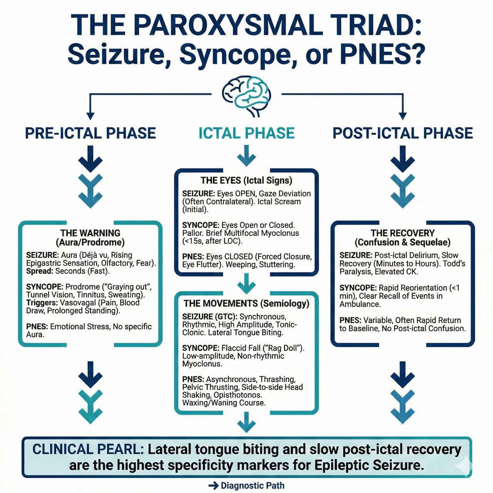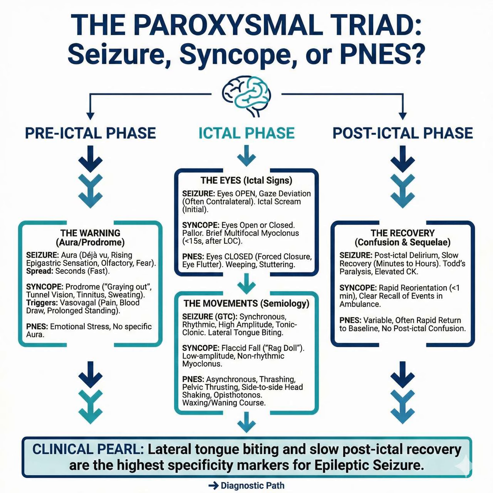Next, look at the movements. Seizure movements are synchronous and rhythmic. PNES often involves asynchronous thrashing, side-to-side head shaking, or pelvic thrusting. If you see convulsive syncope, remember it is brief, usually less than 15 seconds of low-amplitude twitching that happens after the loss of consciousness, not at the onset.